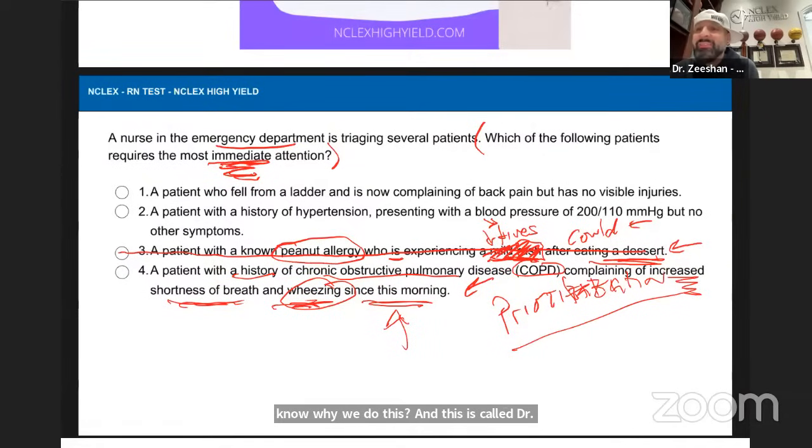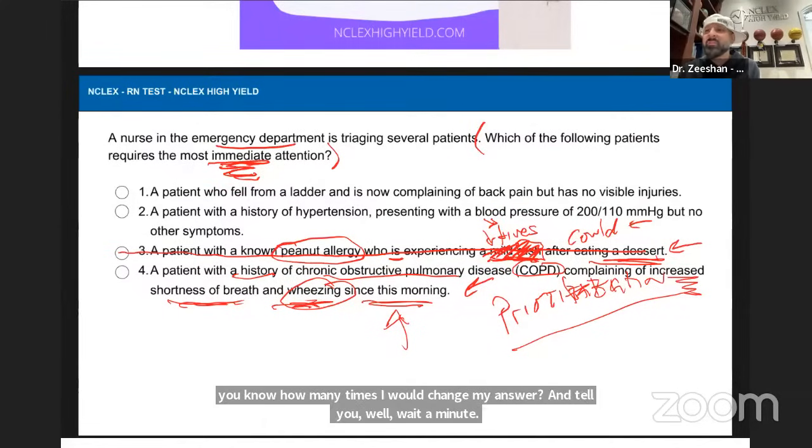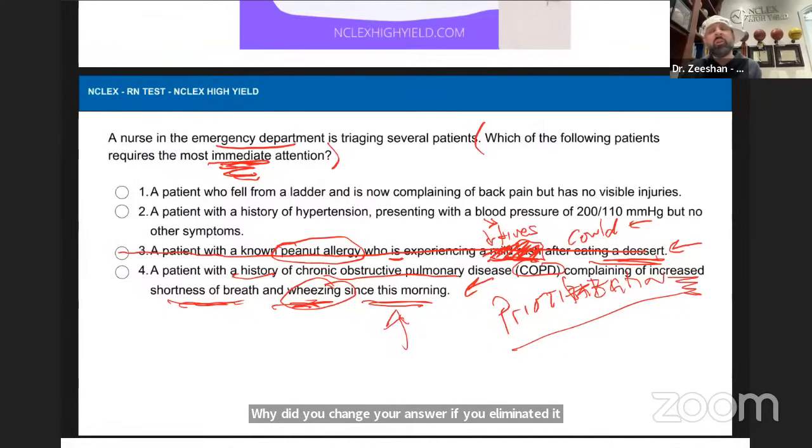Am I going back to 3 and changing my answer? No. Do you know how many people would go back and be like, was it peanut? Was it not? Was it peanut? Was it not? And they sit there, and I'm guilty of it. Do you know how many times I would change my answer and they tell you, well, wait a minute, why did you change your answer if you eliminated it? Use the method. Use the method. If you already chose 4/3, you're not going back and changing it. Fair?